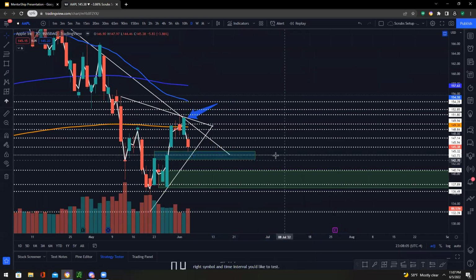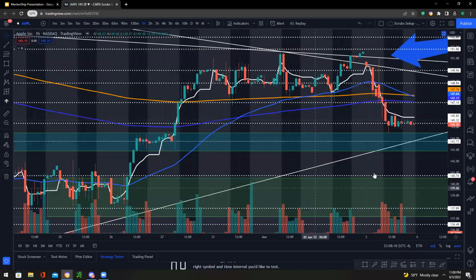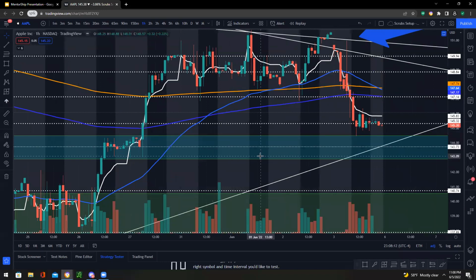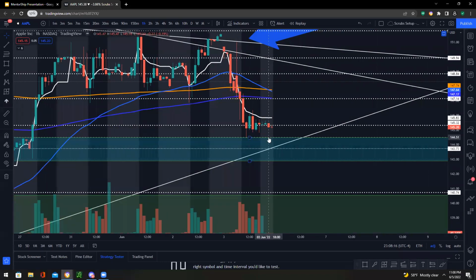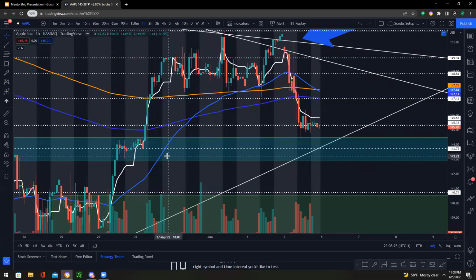If we go on the smaller time frames, let's go on the hourly. Right in this general blue box is where I want Apple to hold for bounce plays. So ideally anywhere from about 144.50 to about 143. I want this area to hold this week because this is where we had a little bit of liquidity, where participants were interested.